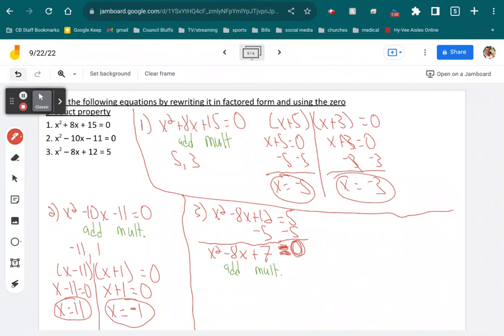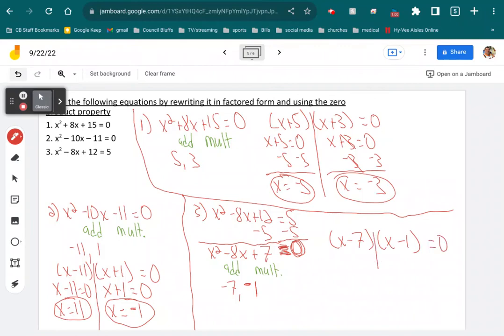For this one, because my product is positive 7, then I know that both numbers have to be positive or both numbers have to be negative. In this case, both numbers have to be negative because the numbers are going to be negative 7 and negative 1. Negative 7 plus negative 1 is negative 8, and negative 7 times negative 1 is positive 7. So my two factors are going to be x minus 7 and x minus 1.